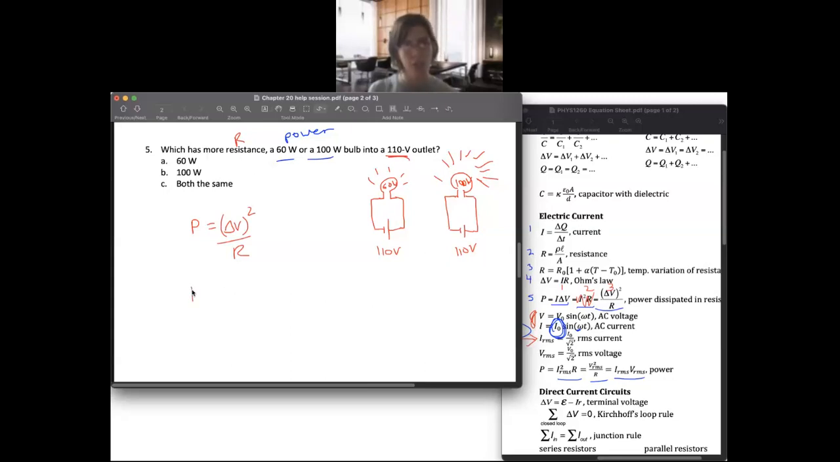In this case, we're looking for resistance. We can just get resistance by itself. And we can see that the one that has the least power is the one that has the more resistance, because they're inversely proportional to each other. So it is indeed the 60 watt bulb that has more resistance, which kind of makes sense. Your 100 watt bulb is brighter, but the one that has more resistance is more dim, because it's preventing the flow of charges and preventing it from glowing brighter is one way to think about it. Any questions about that one?